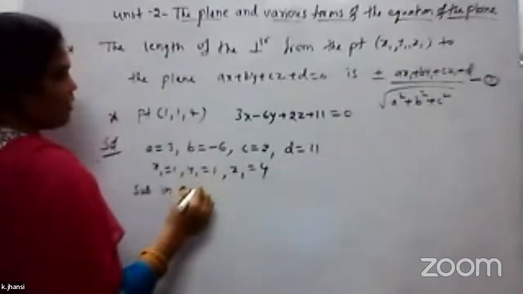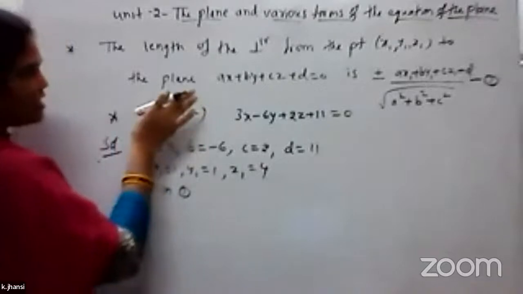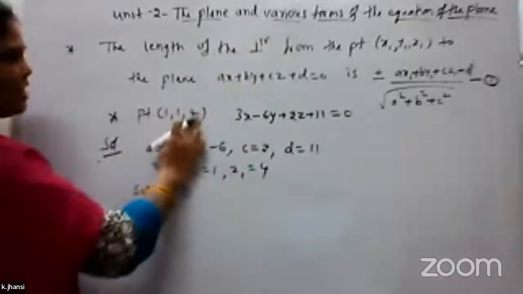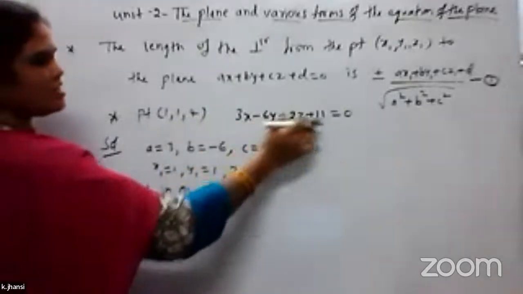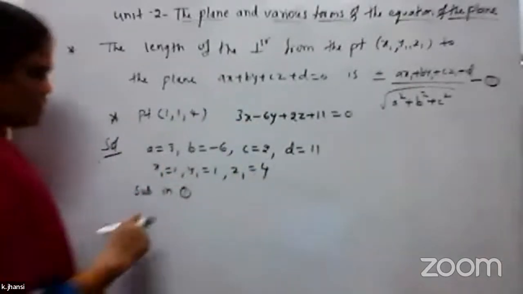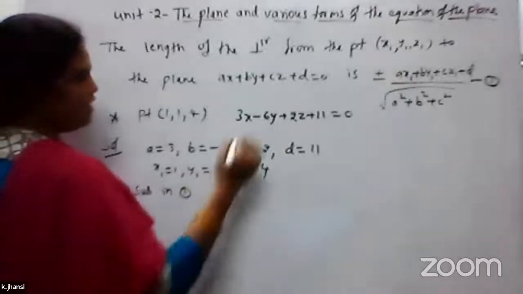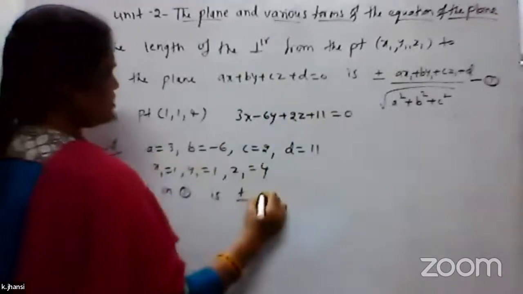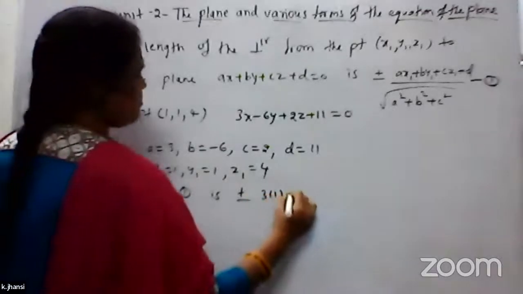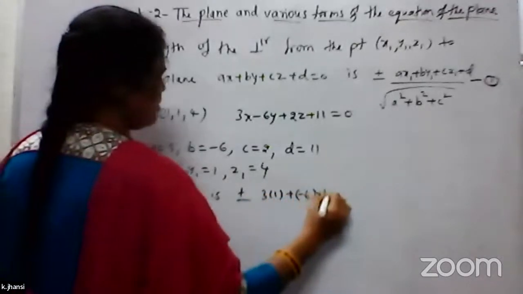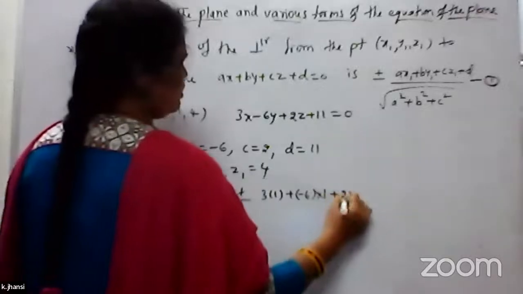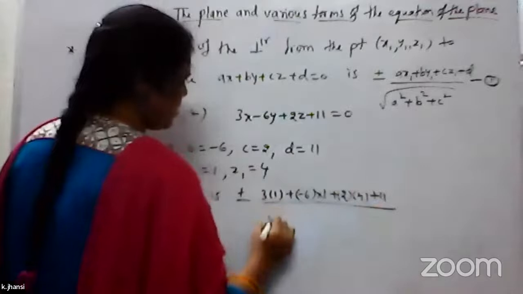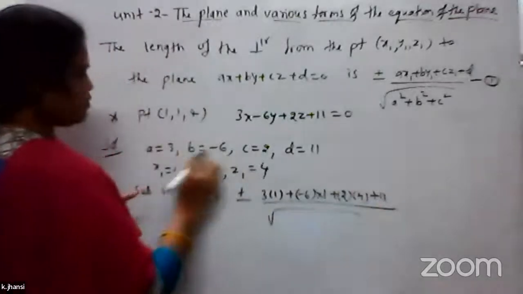So you write the sentence: the length of the perpendicular from the point (1, 1, 4) to the plane 3x minus 6y plus 2z plus 11 equals 0 is, so you will get plus or minus a into x1. So a into x1 means 3 into 1 plus minus 6 into 1 plus 2 into 4, and our d is plus 11, by under root of a square plus b square plus c square.